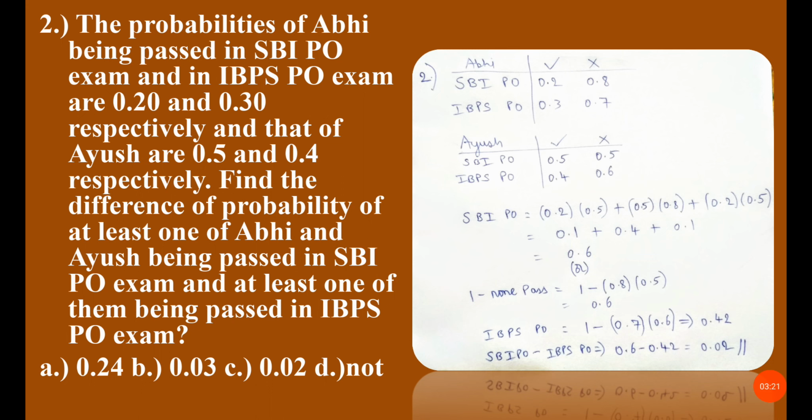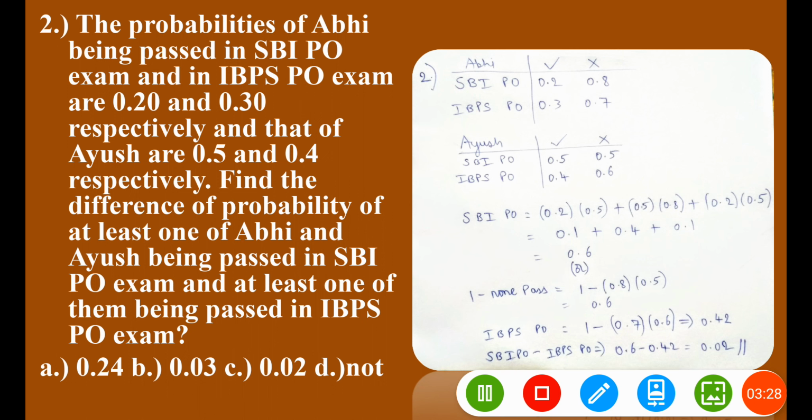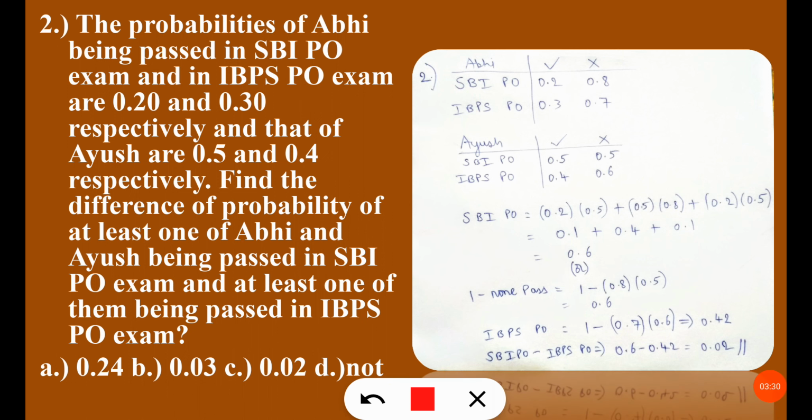The probabilities of Abhi being passed in the SBI PO exam and in the IBPS PO exam are 0.20 and 0.30 respectively. And that of Ayush are 0.5 and 0.4 respectively. Find the difference of probability of at least one of Abhi and Ayush being passed in the SBI PO exam and at least one of them being passed in the IBPS PO examination.